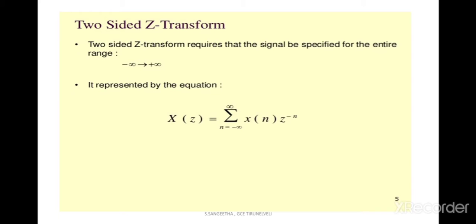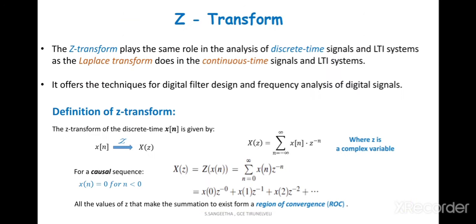In the case of the two-sided Z transform, it requires that the signal be specified for the entire range, that is minus infinity to plus infinity. It is represented by the equation x of z is equal to summation of n is equal to minus infinity to infinity x of n z to the power minus n.